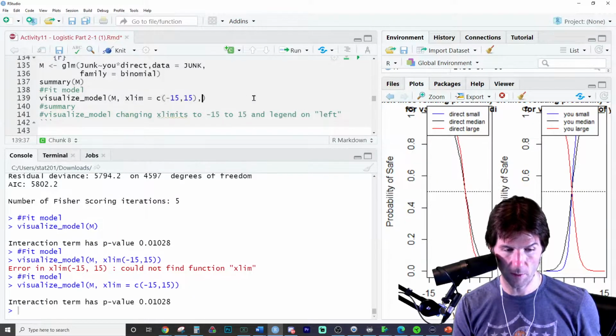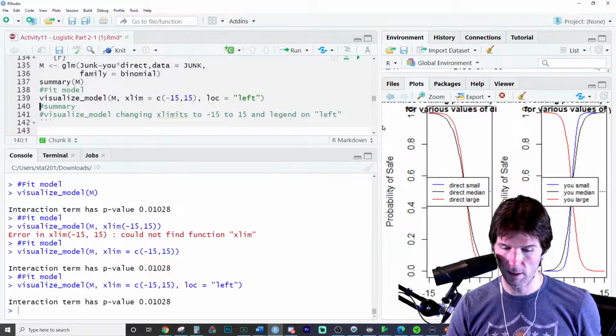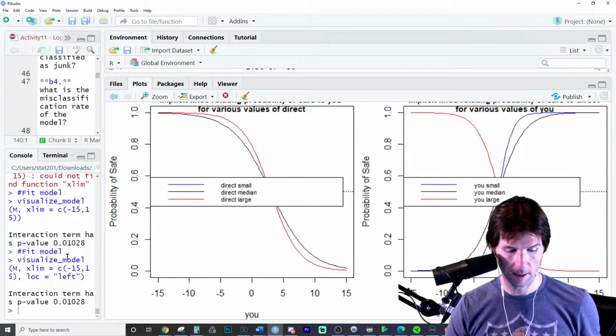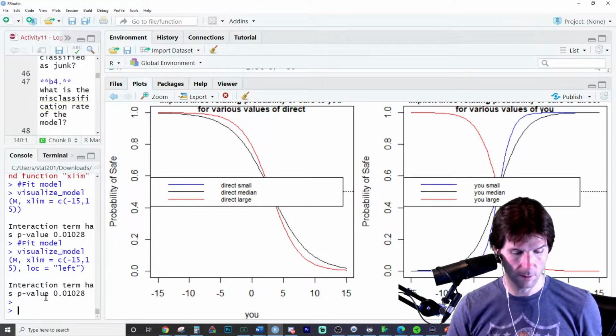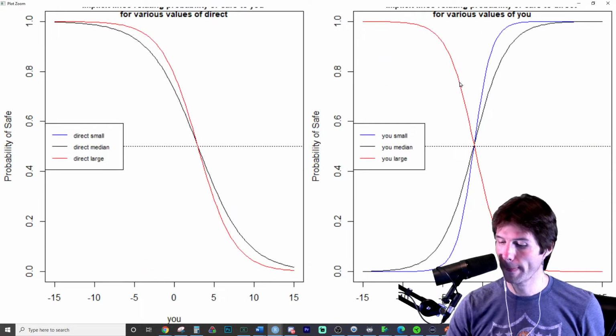And I'm going to do the following. loc equals, yeah, let's go left. There we go. And then let's expand. And there we go. Nope. There we go. Cool. Okay.